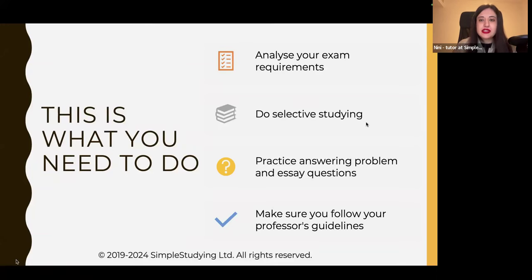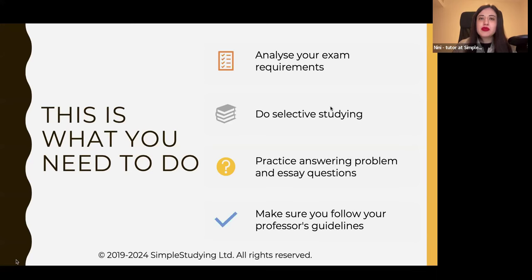Do selective studying. So you don't need to study every single topic that was covered on the course, but select the ones that you understand the most. Practice answering problem and essay questions. As I said, it's very important for you to know how to answer problem and essay questions, how to apply your legal knowledge and legal writing skills correctly to common exam questions.